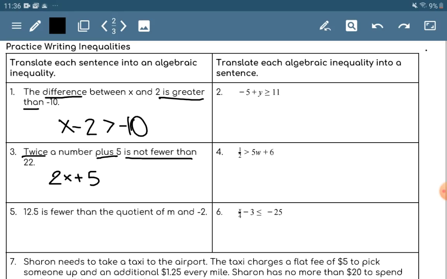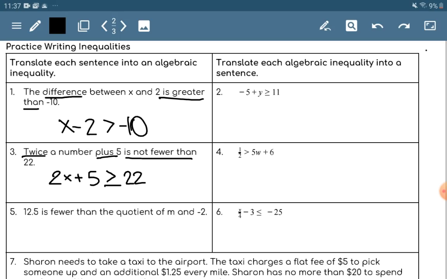And the is not fewer than, like I said, it does tell us greater than or equal to, but if that's not something you remembered, another way to figure it out is just to ask yourself some simple questions. If it's not fewer than 22, that does mean that it could equal 22, so then there would be that line at the bottom. And if it cannot be fewer than that, it could be larger or greater than that. So my inequality is 2x plus 5 is greater than or equal to 22.